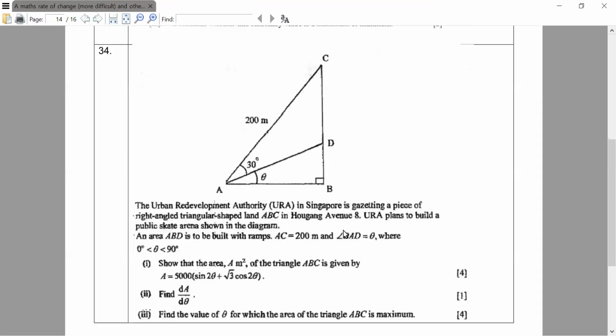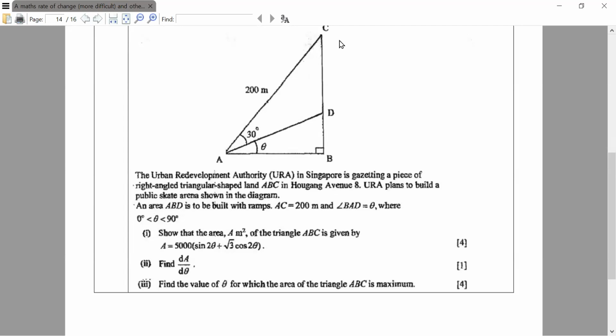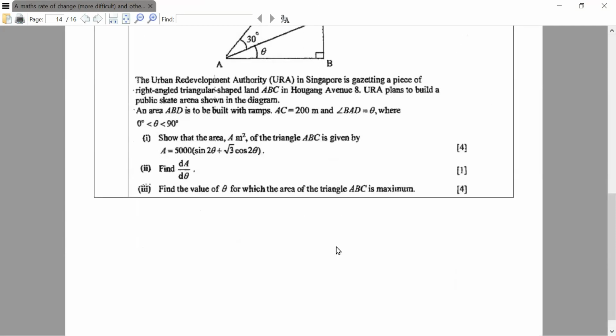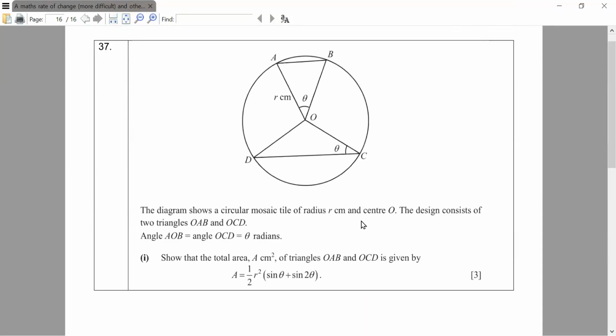Then sometimes you got, wow, what URA, they are plotting, they are doing some planning on the plot of land. What's the area of this triangle? Find the value of the angle theta that will maximize the area. Okay, what else we have? Semicircles. What else we have? Open cylindrical containers.